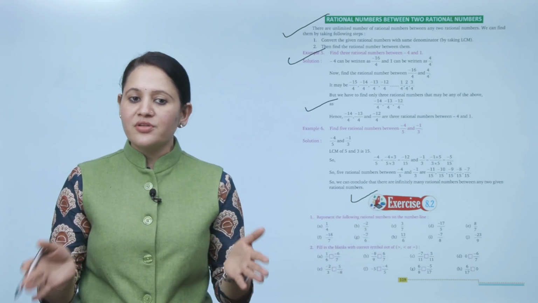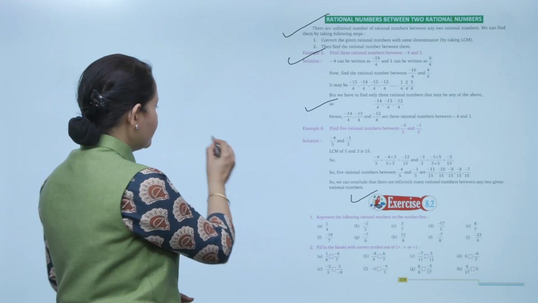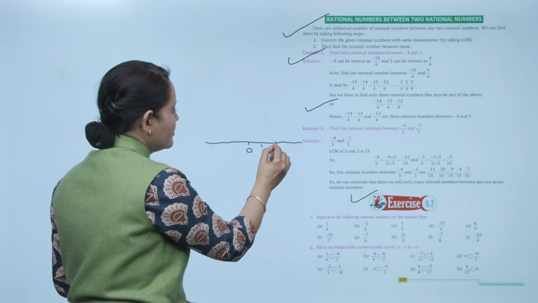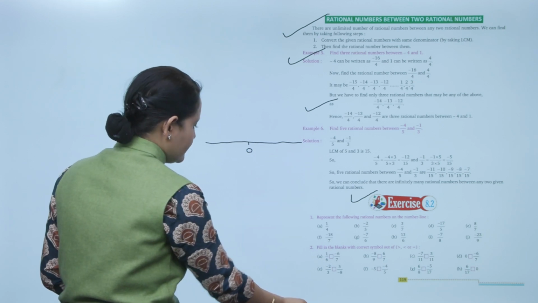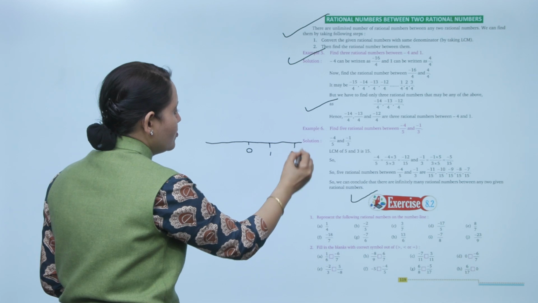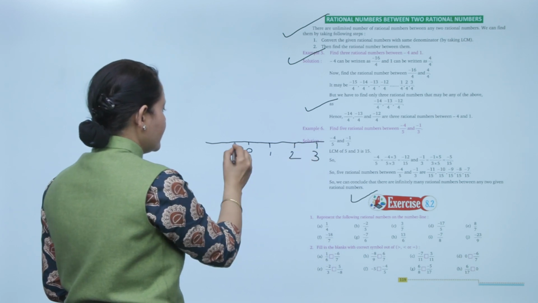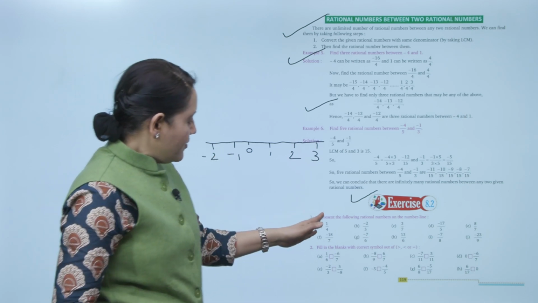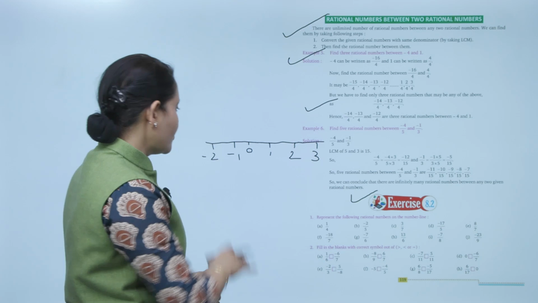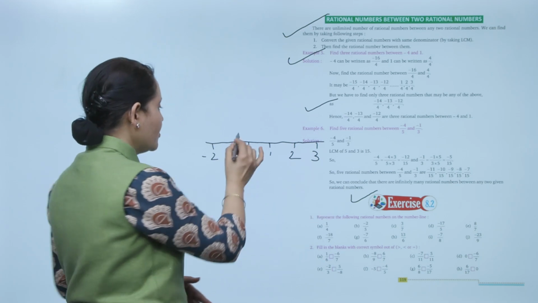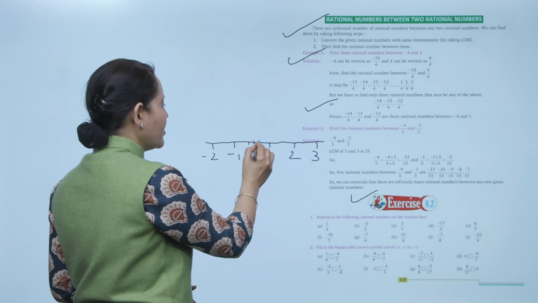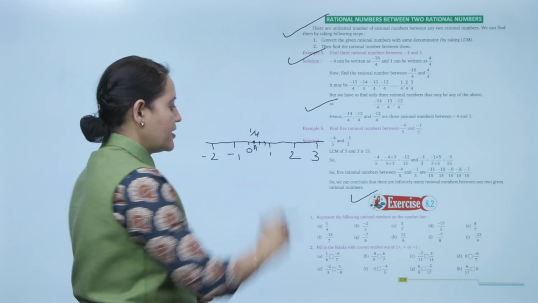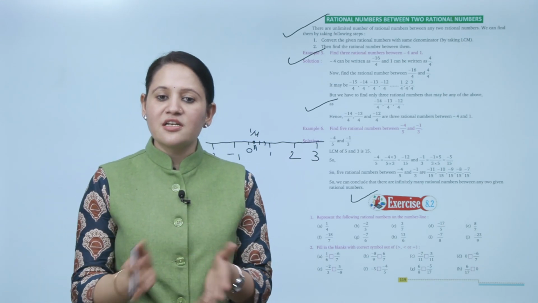Next is exercise 8.2. Represent the following rational numbers on the number line. First is 1/4. So this is our number line: 0, 1, 2, 3 and so on. Here the negative numbers -1, -2. We have to represent 1/4, a positive number, so it will come on the right side of 0. The denominator is 4, so between 0 and 1 we will divide into 4 equal parts. So the first part will represent 1/4. Clear? This is how we'll represent a rational number on the number line.